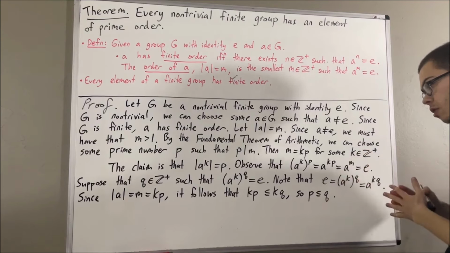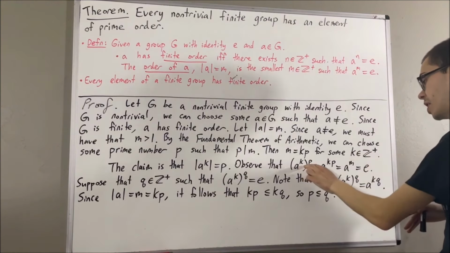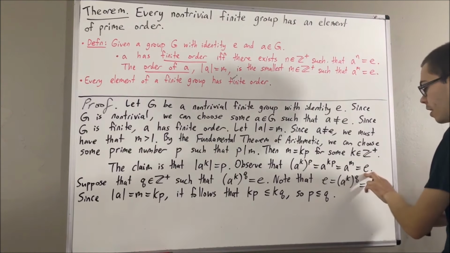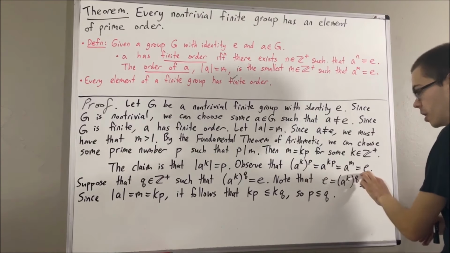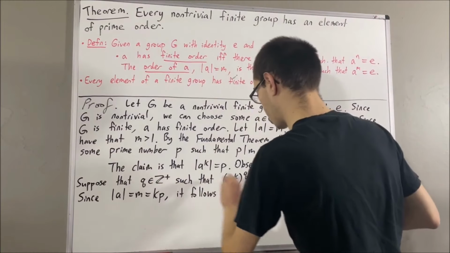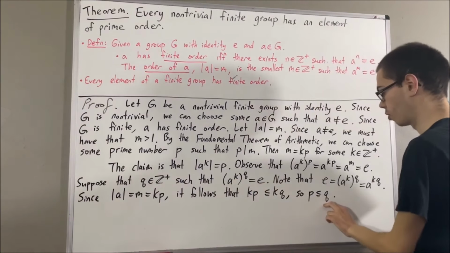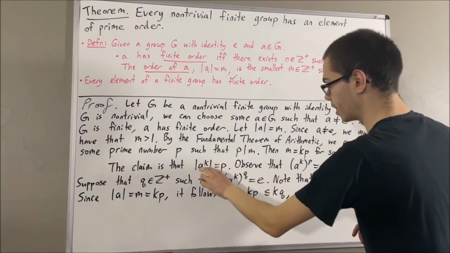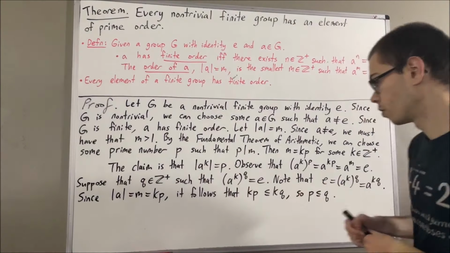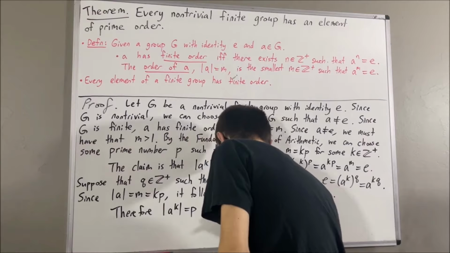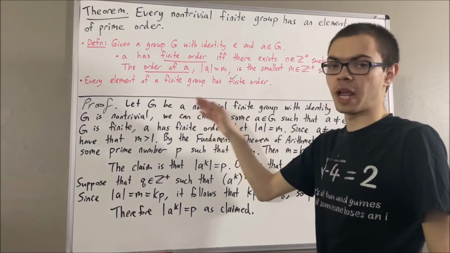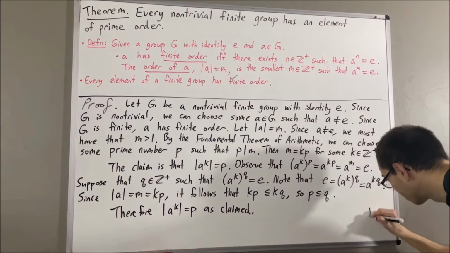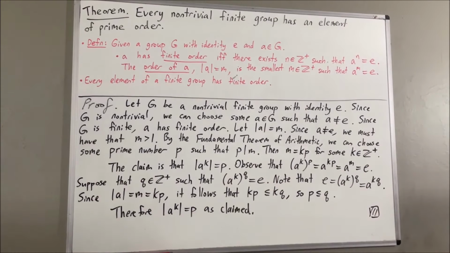So, putting this all together, we have shown that (a to the power of k) to the power of p is equal to e, and we have just shown that p is the smallest positive integer with this property. In other words, we have shown if q is any positive integer with this property, then p is less than or equal to q. That tells us that the order of a to the power of k is equal to p. And so, we have found an element in G with prime order. So this completes the proof. And so yeah, that's pretty much it for this video.